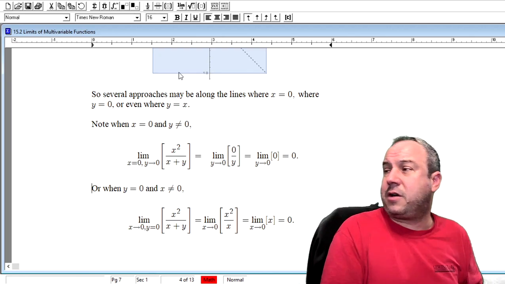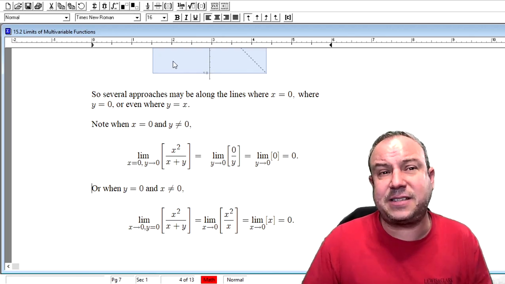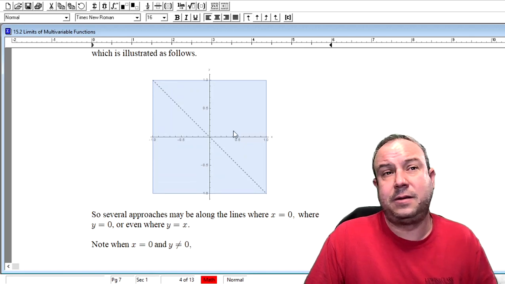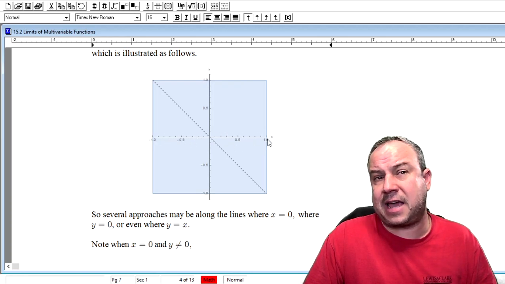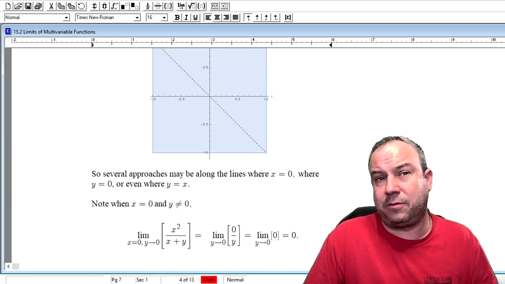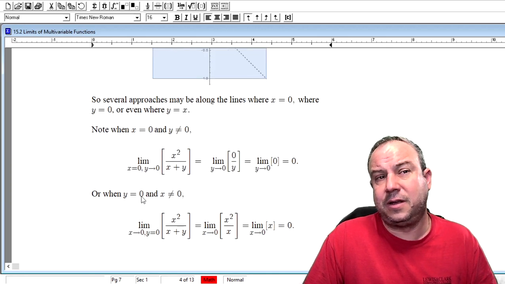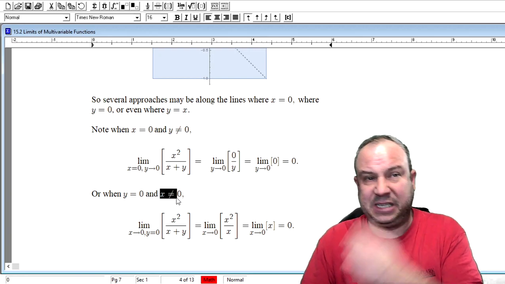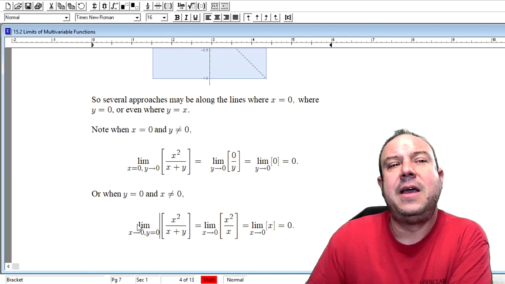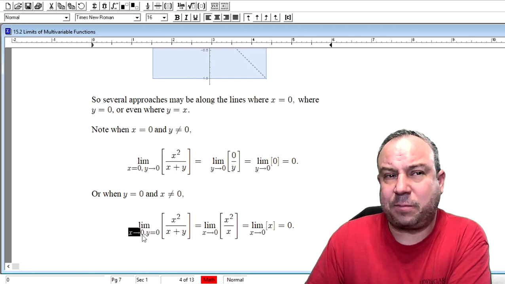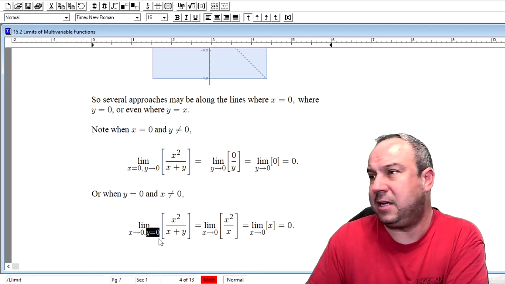Let's look at approaching along the x-axis. Along the x-axis in our domain, we are allowing y to equal 0, and x is approaching 0 in value. X is not allowed to be 0 in this understanding. We're going to be looking at the limit as x approaches 0 where y is set equal to 0.